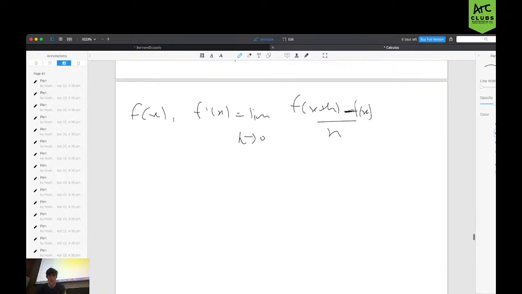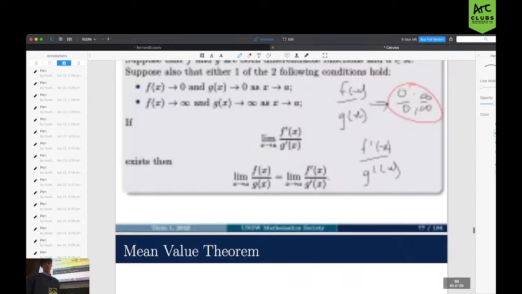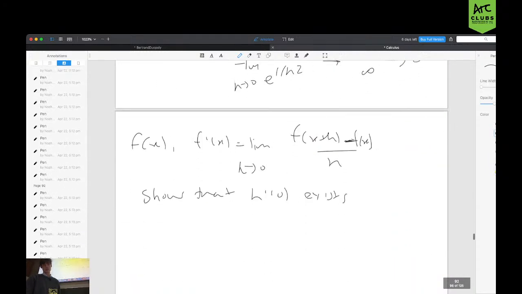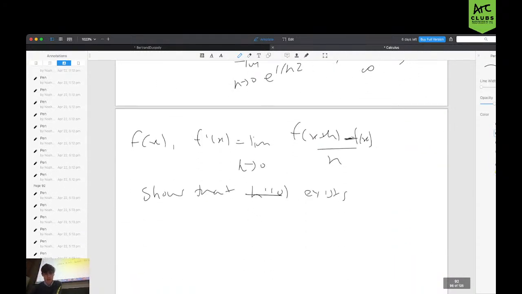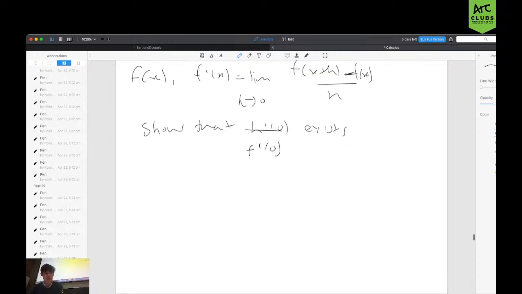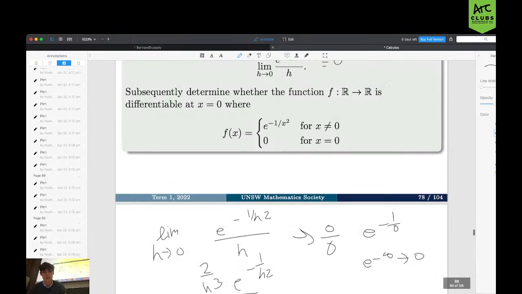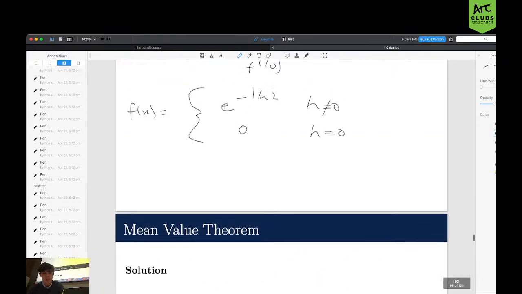All right, so what we're trying to do is show that f dash of 0 exists, right? Because if f dash of 0 exists, then the function f of x is differentiable at the point x equals 0. So we know that f of x was defined by this rule: e to the negative 1 on x squared for x not equal to 0, and 0 for x equals 0, right?